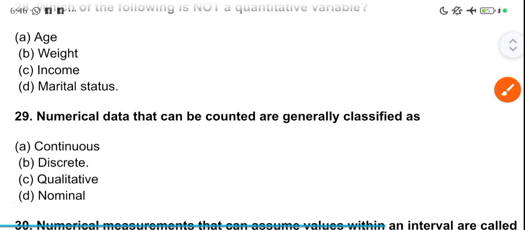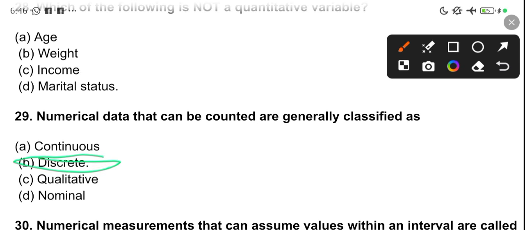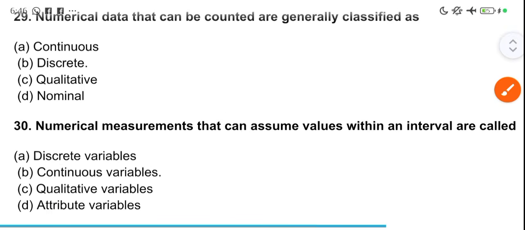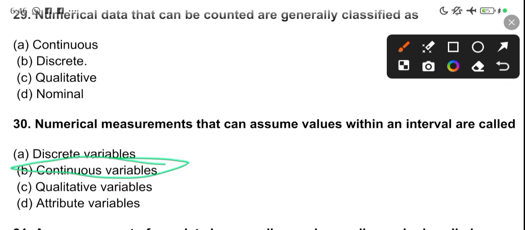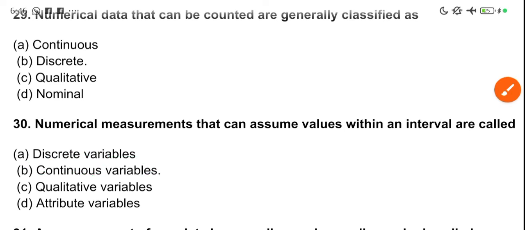Alright, numerical data that can be counted is generally classified as discrete. They can be counted, okay? Known as discrete. They are always expressed as whole numbers. Numerical measurements that can assume values within an interval are known as continuous variables. You can see it's the same question but in a different format.